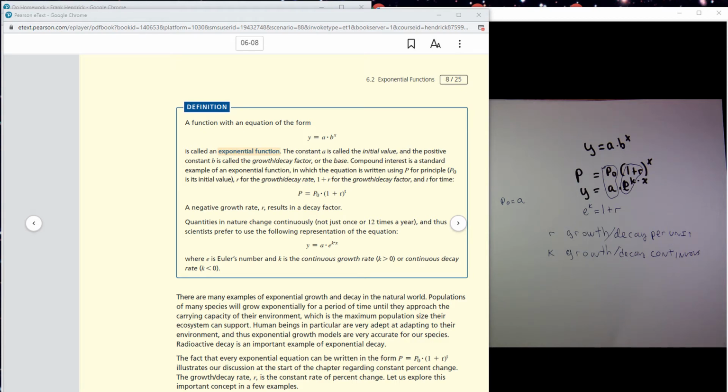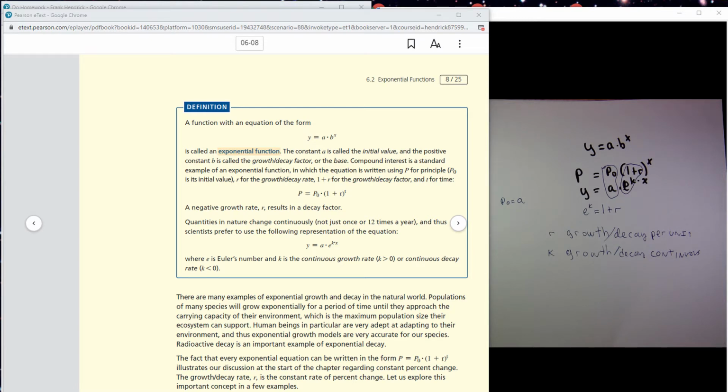Now we're looking at lecture 6.2. These are some things I want you to be aware of here for the exponential form in relation to the compound interest formula. You can see right here the three equations they have. Y is equal to A times B to the x power. A is the initial value. B is the positive constant, and it's called the growth decay factor, or the base.